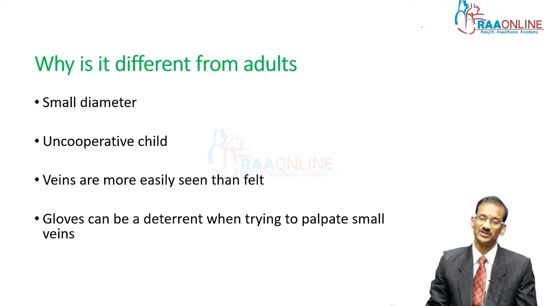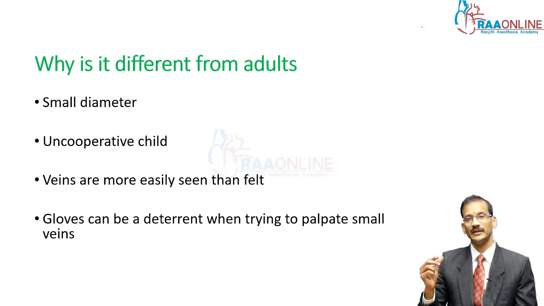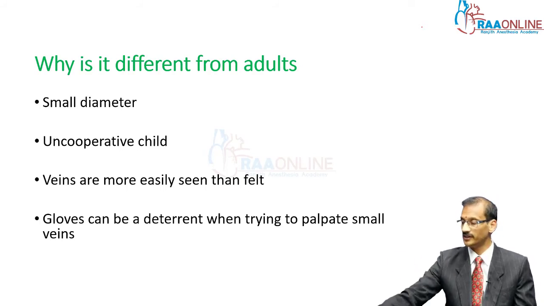Coming to the anatomical reasons, they have a smaller diameter. They could have a lot of subcutaneous fat in some children, so it can be more difficult to cannulate these children. The diameter of the veins is small, and compared to an adult, you may not feel them in small children, but you can see a greenish tinge where the veins are situated. For the same reason, when you cannulate small children, gloves may be a hindrance to palpating the vein and cannulating them. So you might have to do it without gloves.